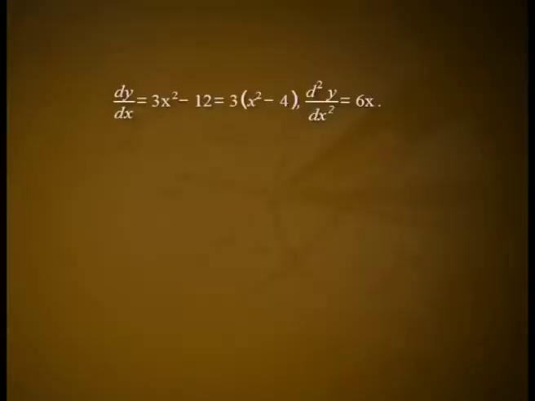We note the following points about the curve. First, the curve is not symmetric about any line. Second, origin does not lie on it. Third, (-2, 0), (4, 0) and (0, -16) are the only points of intersection with coordinate axes. Fourth, dy by dx equals 3x square minus 12, which equals 3 into (x square minus 4), and d square y by dx square equals 6x.